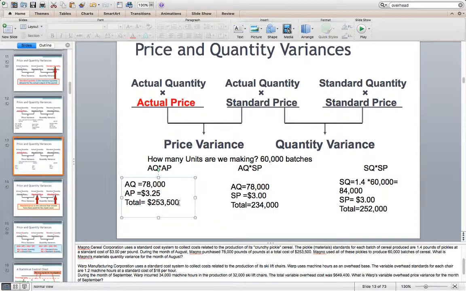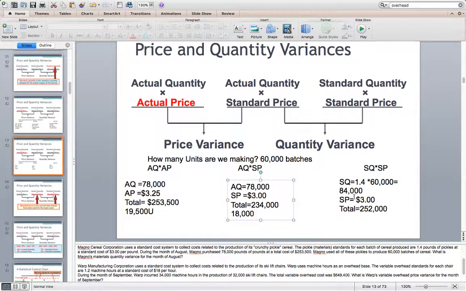So now looking at our variances, I have 19,500 unfavorable over here. Just looking at this one, I say it's unfavorable because I should have spent $3, but I actually spent $3.25. So that's not good that I went over budget. Over here, I look at the difference between this total and this total, and I have, let's see, 18,000, I believe. Sorry, I didn't do that math. Let's just double check. 252,000 minus 234,000, we have 18,000.